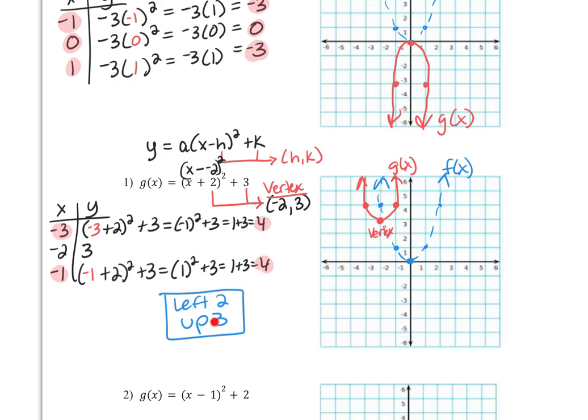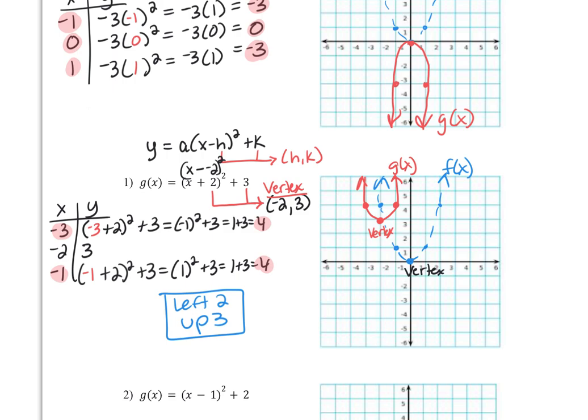That's what every single point in the parent function does. So watch. Here's my vertex down here. Vertex. And my new one was up here. So I could see I had to go 1, 2, 3 up, 1, 2 to the left. So I would do the same thing with this point. 1, 2, 3 up, 2 to the left. This point too. These guys I would also move, but they go off my graph. That's why I didn't graph them. Okay? So there's our g of x.